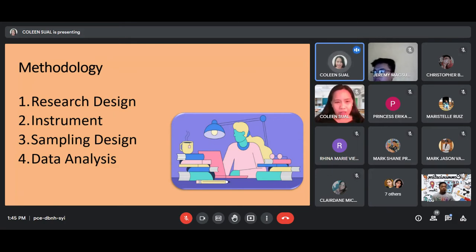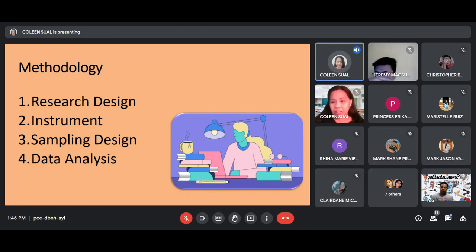Methodology. There are four parts: research design, instrument, sampling design, and data analysis. In your research design, the method that you will use in investigating your topic. Your instrument is your survey questionnaire. Sampling design, the method that you use in choosing your respondents. Is it random or purposive? Data analysis, how you are going to investigate the topic.